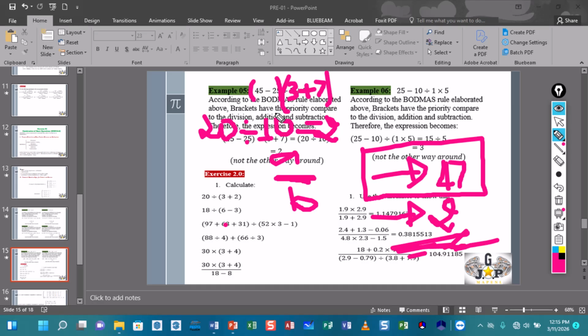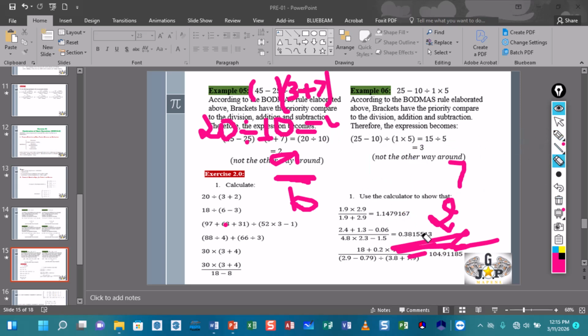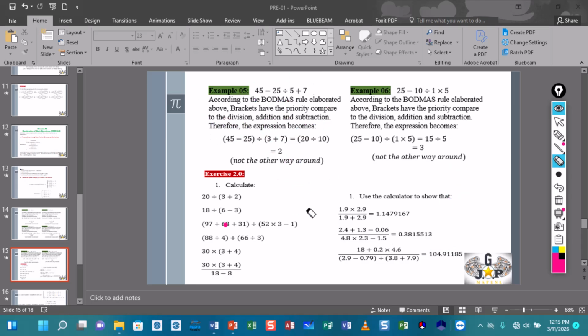That's it. I will try it again. Let's solve this one again. You're going to see what I'm talking about. This is 3, not 5, a little bit of a mistake there. So let's solve this one. We have 25 minus 10, divided by 1, times 5.